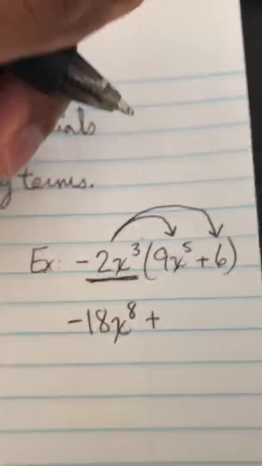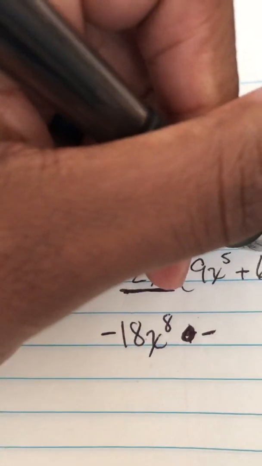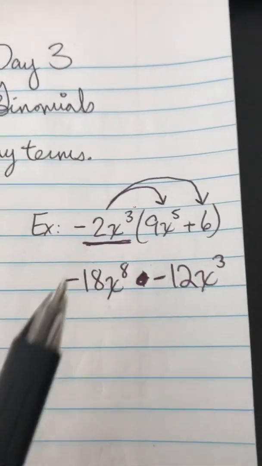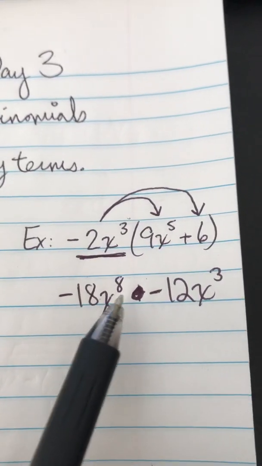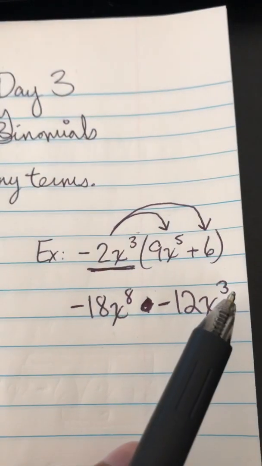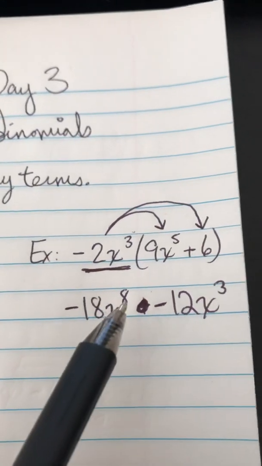Right? So now that's going to be negative 18x to the 8th power minus, oopsies, I said plus when it's supposed to be minus, negative 2x to the third times 6. So that's going to give us negative 12x to the third. Okay? And you see how the variables go in descending order from greatest to least. You never have your x to the first or second before the larger variable.